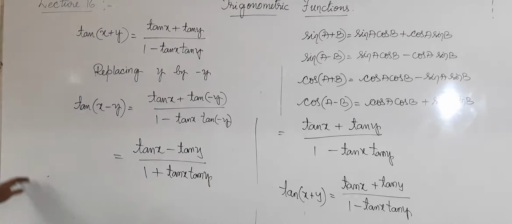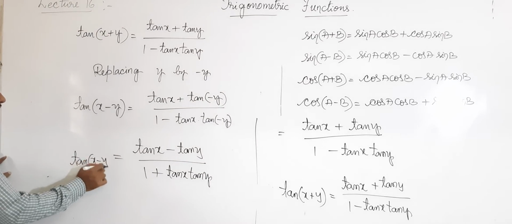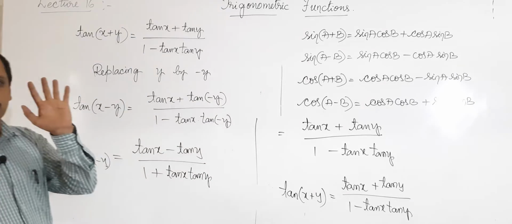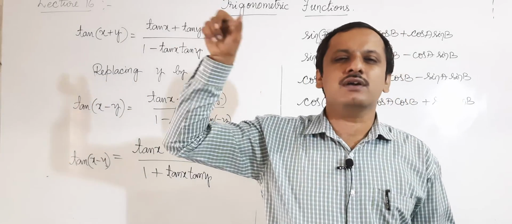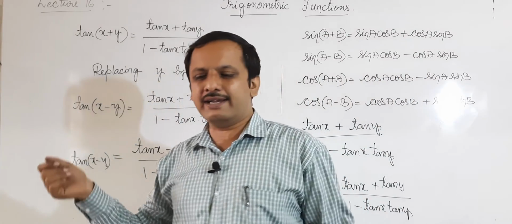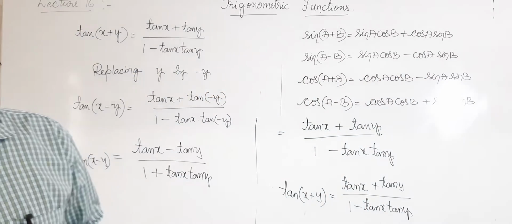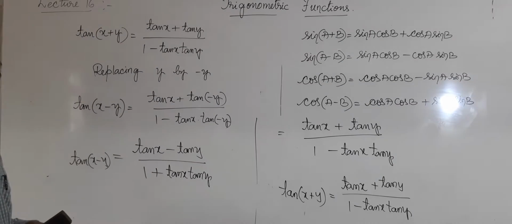Okay, this is the formula for tan(x minus y). So now we have got 6 formulas: sin(x plus y), sin(x minus y), cos(x plus y), cos(x minus y), tan(x plus y) and tan(x minus y). These 6 you have to remember. All of this you have to remember.